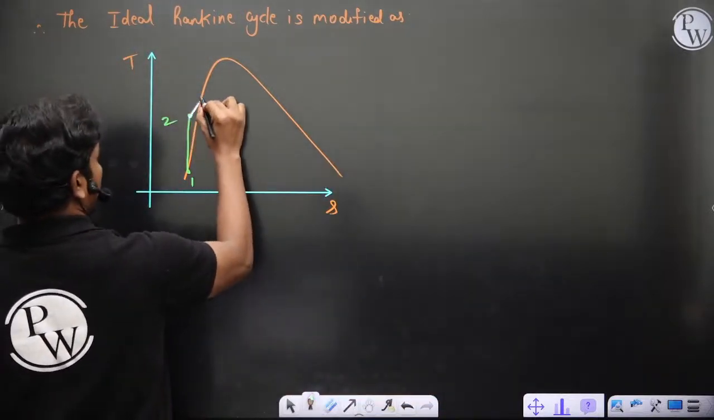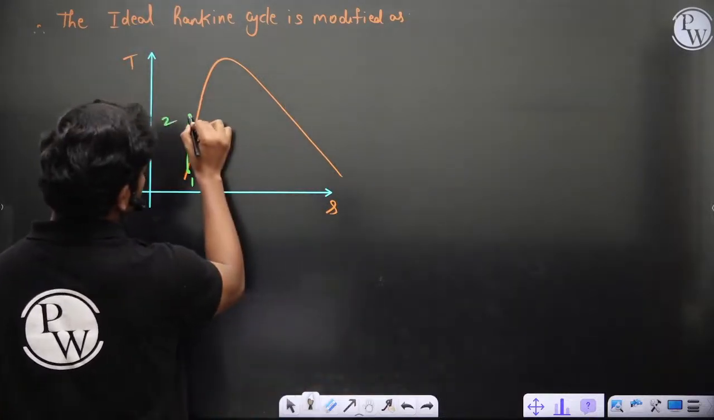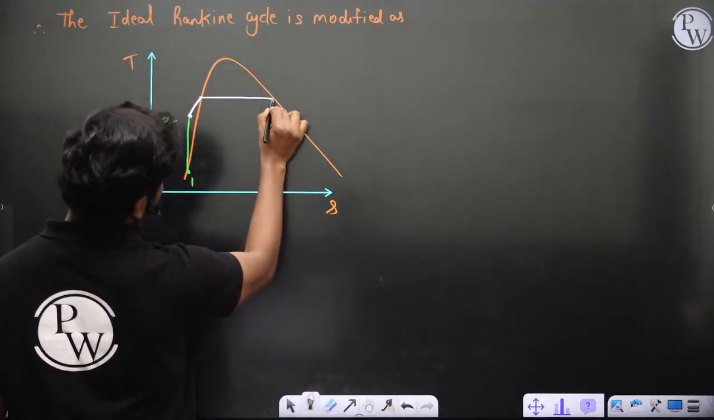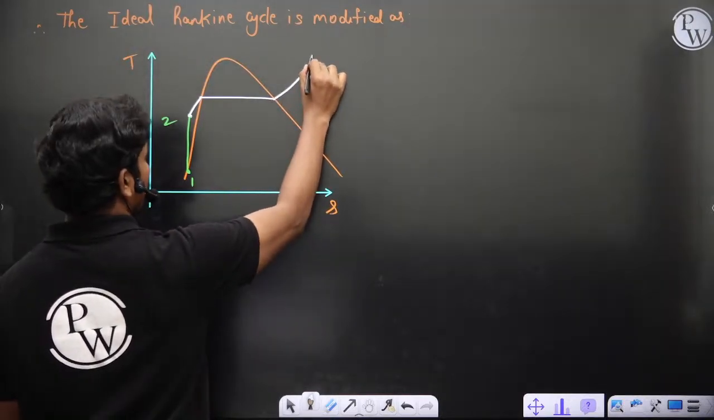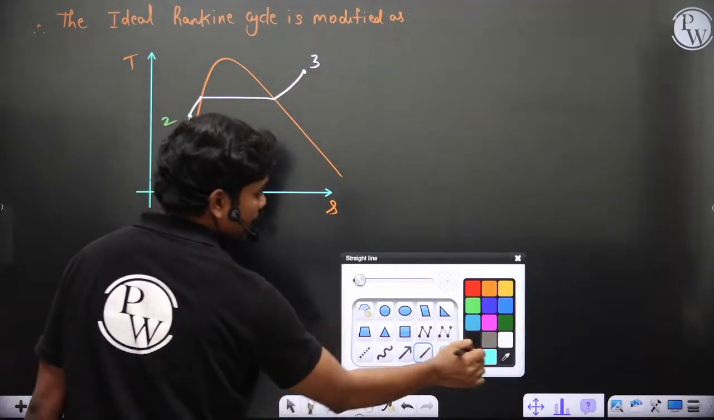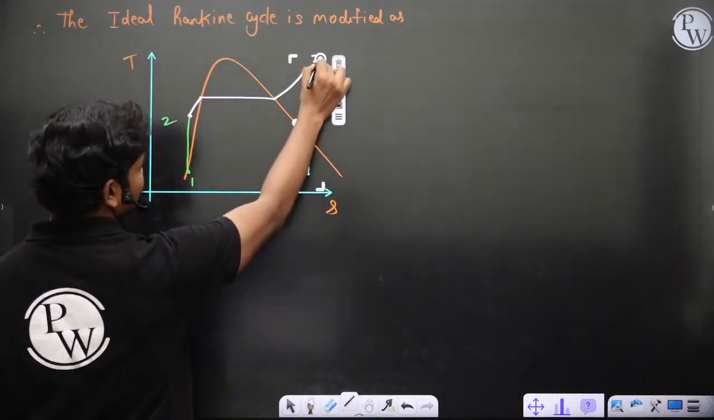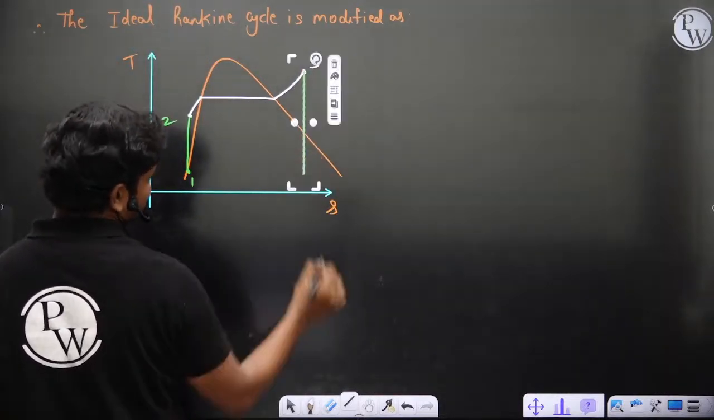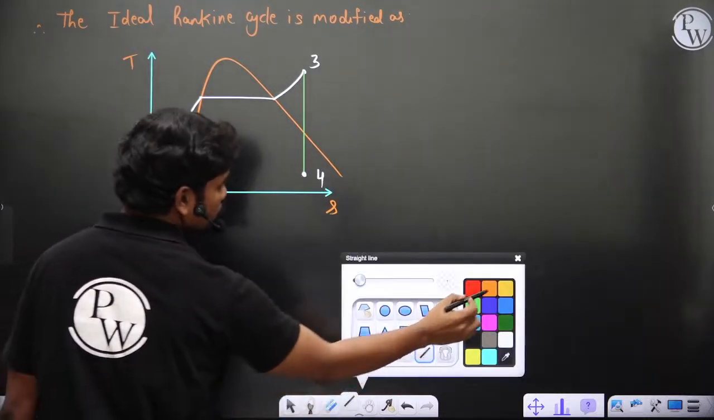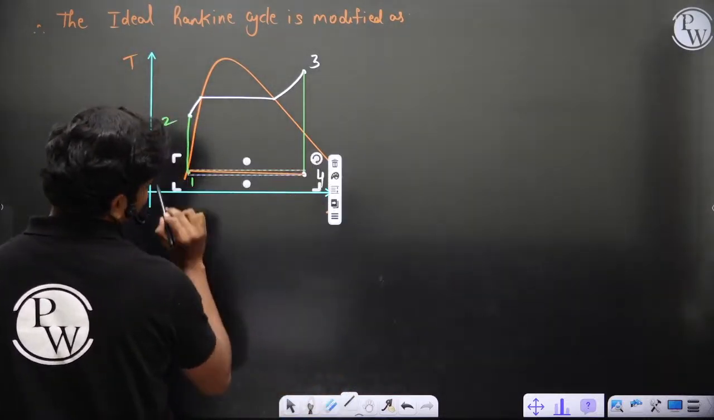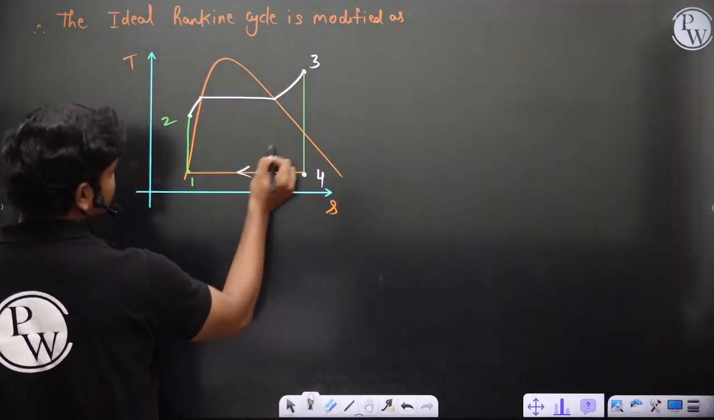Then along constant pressure, this is your heat addition, and clearly you have your heat rejection along this line. I mean, sorry, this is work done in the turbine, so this is the expansion in the turbine. So 3 to 4, and clearly 4 to 1 is what you have. This is your 4 to 1 process, which is your heat rejection.